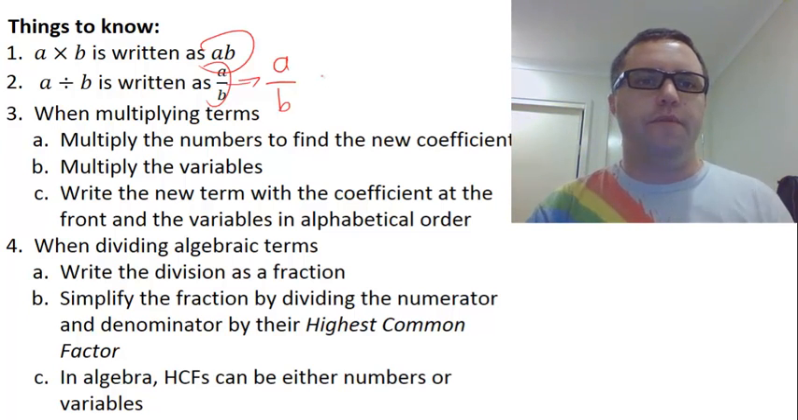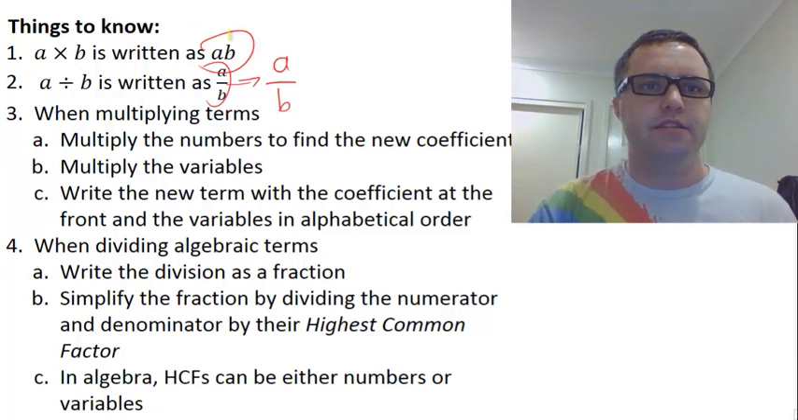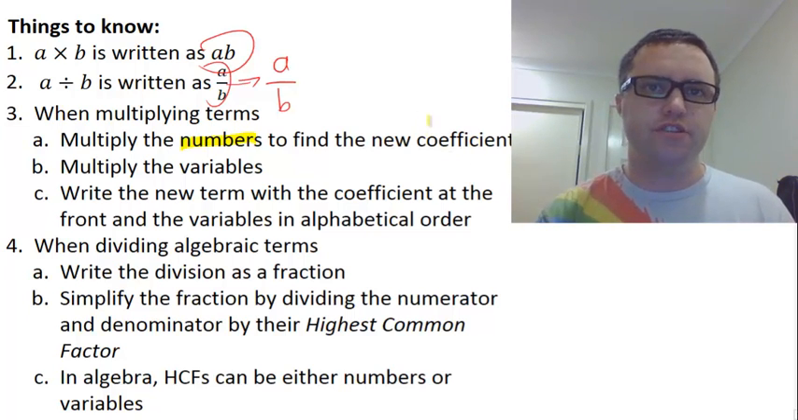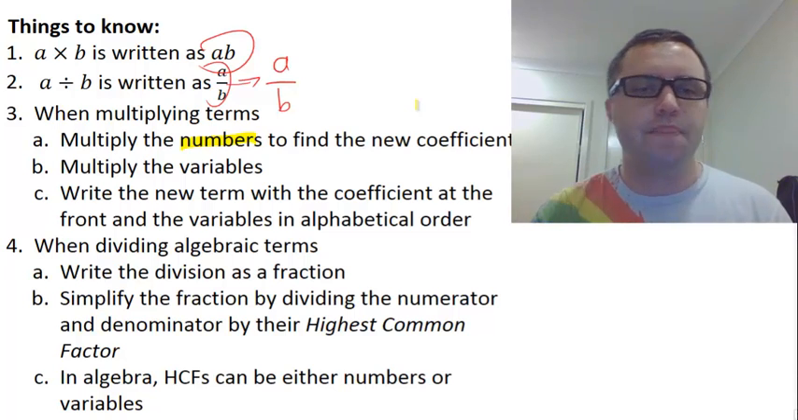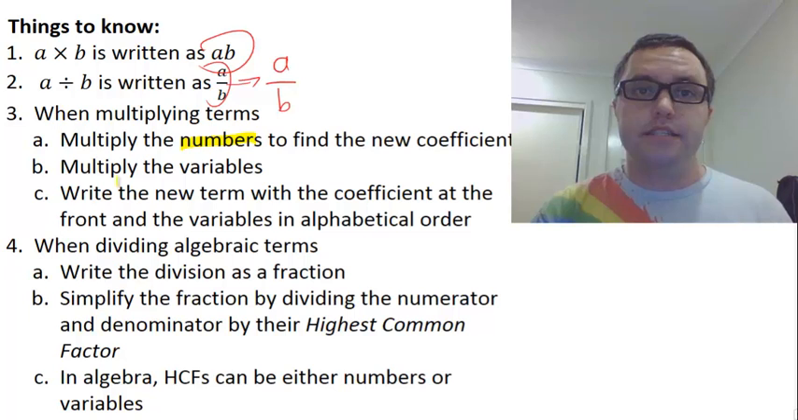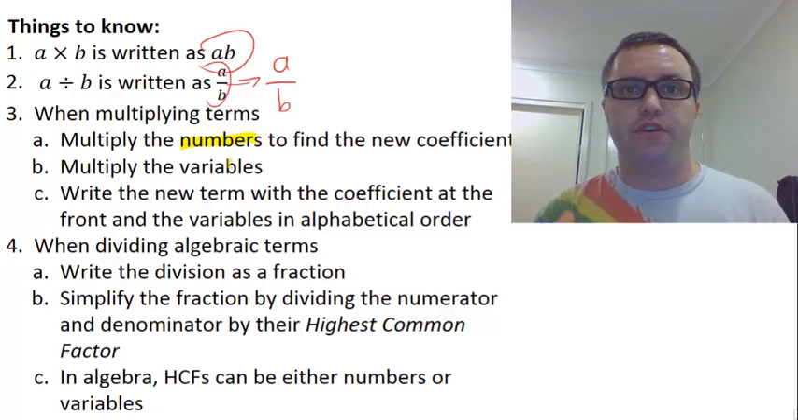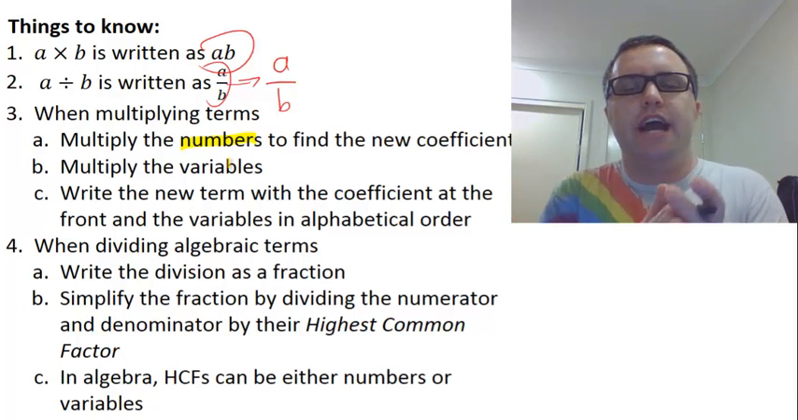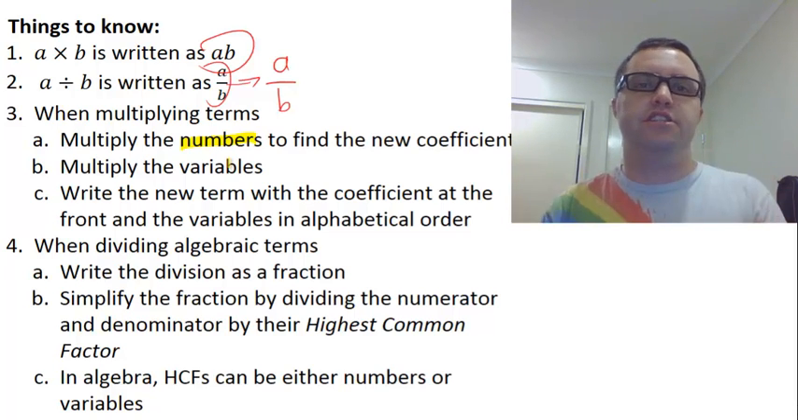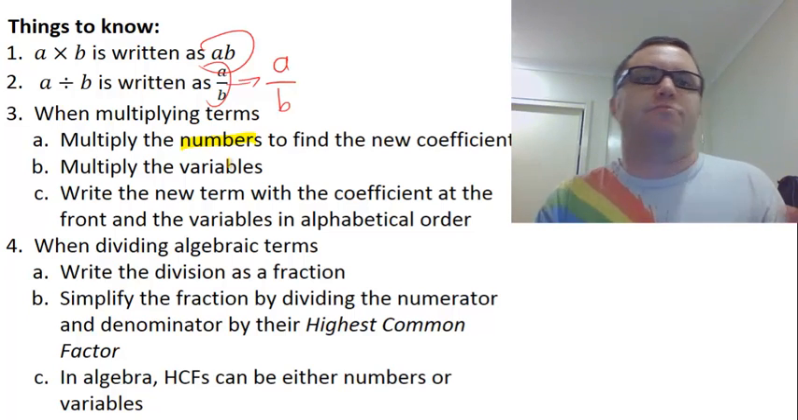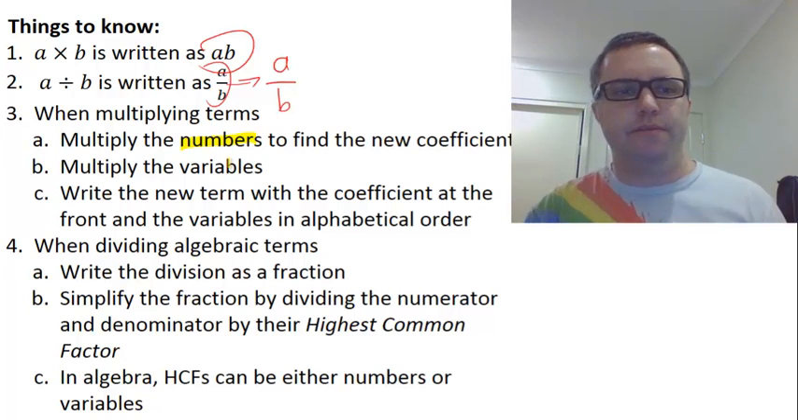When we're multiplying terms together, there's a couple of things we need to do. Essentially, you multiply the numbers together to get a new coefficient for your term. Remember, the coefficient is the number out the front. Then you multiply the variables, or your letters, together, and you write the new term with the coefficient you just got out the front, and then the variables, usually in alphabetical order. It's the convention, the way of doing it, so that everyone's algebra makes sense and looks similar to each other.